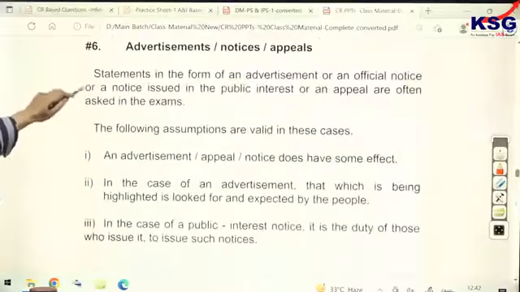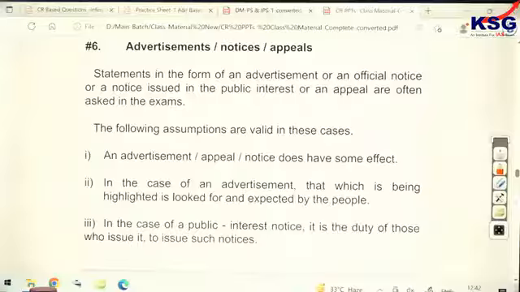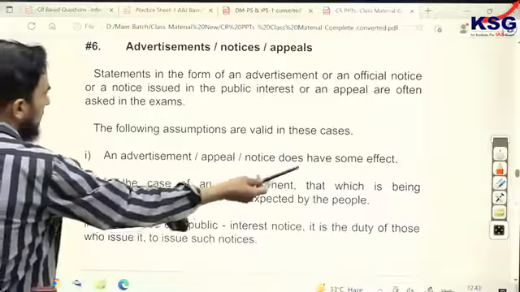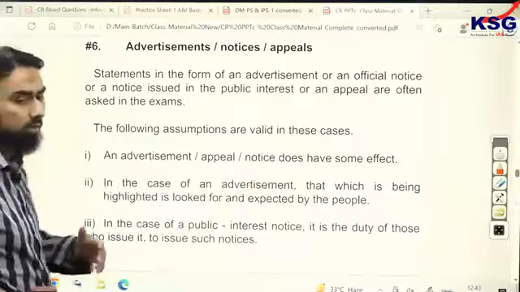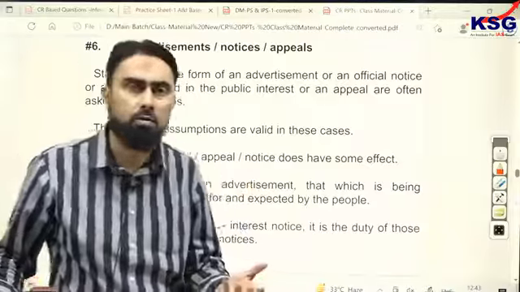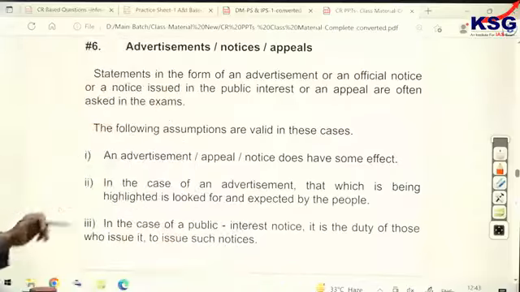Advertisement and notices and appeal, point number 6. Take a screenshot. In this also, when the advertisement or notice is given, it means it is bound to have some impact. The author of the statement or advertisement or notices believes in that, and advertisement or appeal or notice does have some impact. Otherwise, why at the first place would it have been written? So that is valid. Second, in the case of an advertisement, that which is being highlighted is looked for and expected by the people. Yes, expected by or looked for by the people.